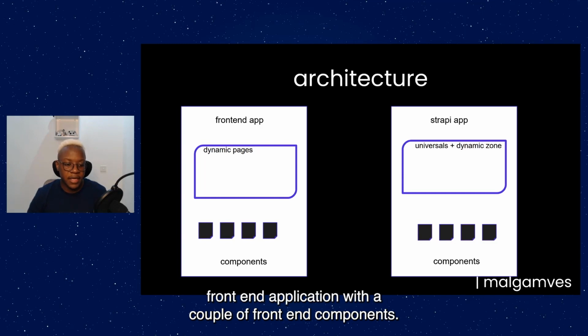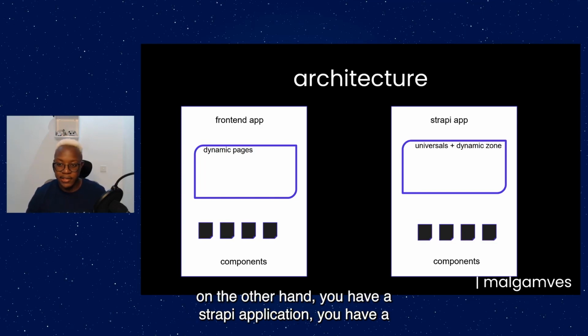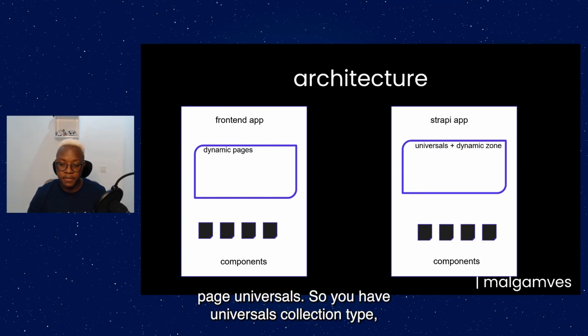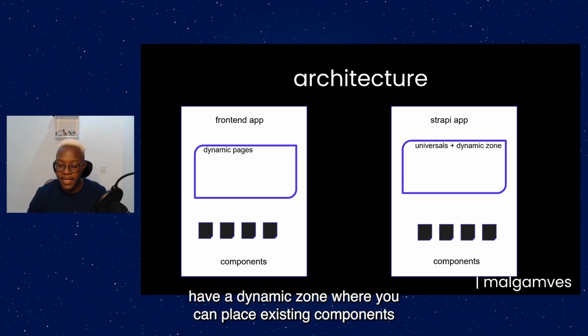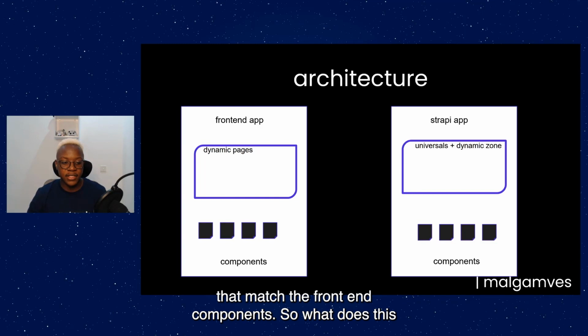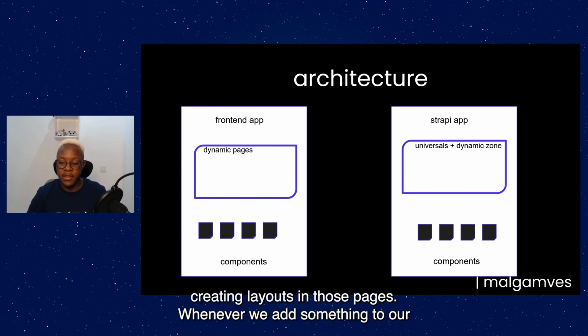So you have your front-end application with a couple of front-end components. This could be a carousel component, a card component, a paragraph component, a CTA component. And then, because we're using Nuxt, of course, dynamic pages. On the other hand, you have a Strapi application. You have a universals collection type, which stores all your pages. And in that collection type, you have a dynamic zone where you can place existing components that match the front-end components. So what does this look like in terms of dynamically building pages and creating layouts in those pages?